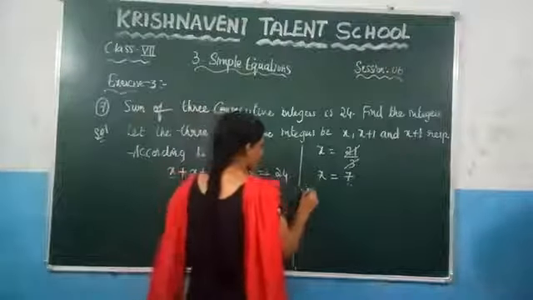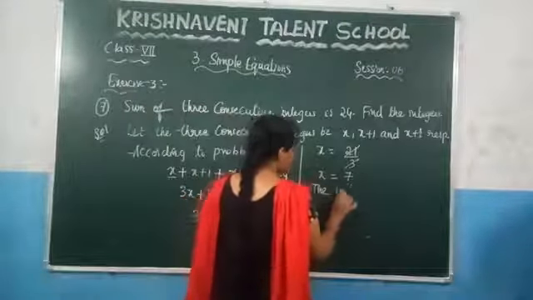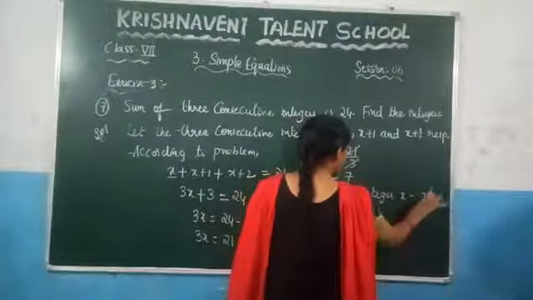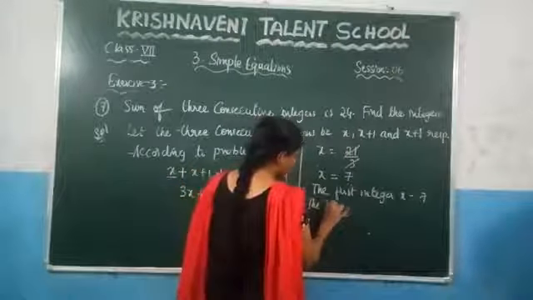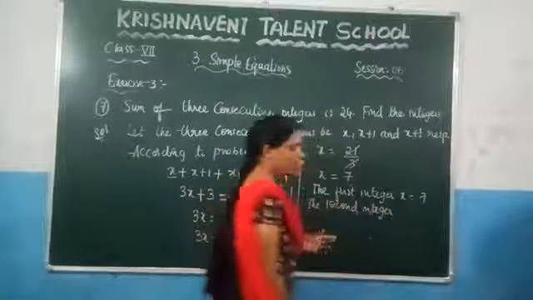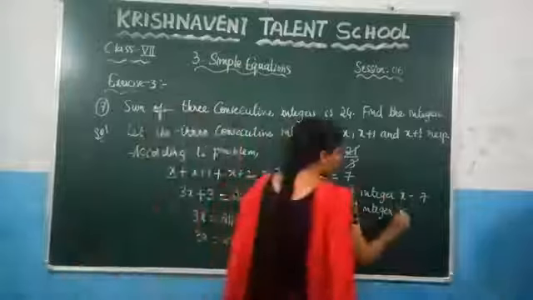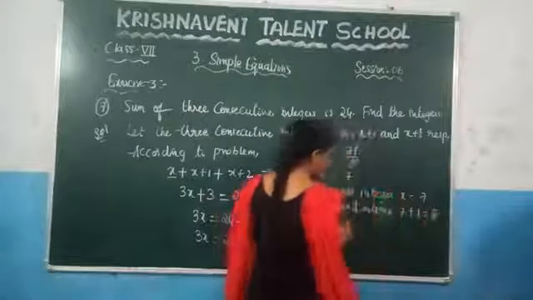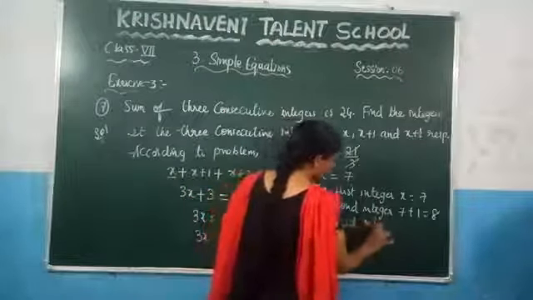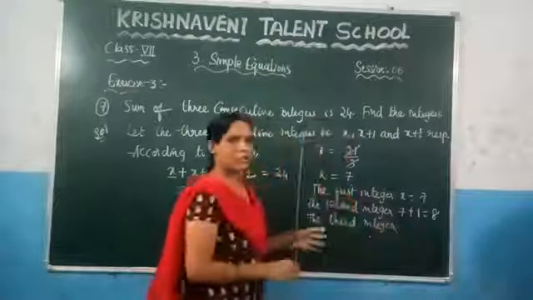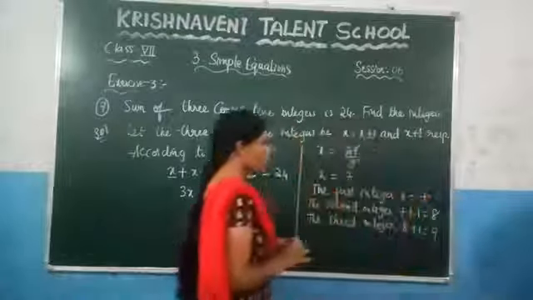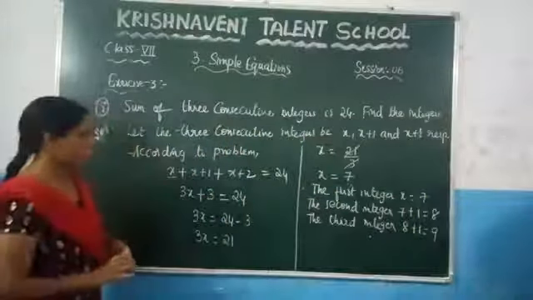So write it here. Therefore, the first integer x is equal to 7. The second integer, you take the consecutive number, which is 7 plus 1, which is 8. And the third integer, you add 1 to that to get the next number: 8 plus 1, which gives you 9. So the numbers are 7, 8, 9.